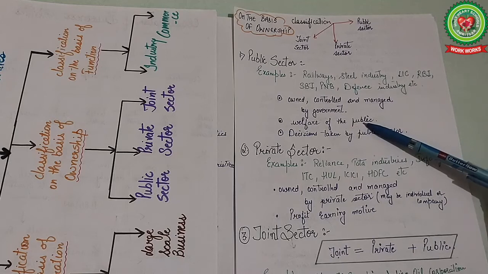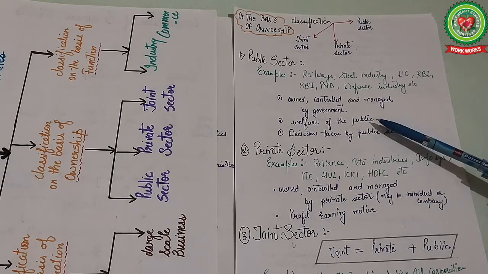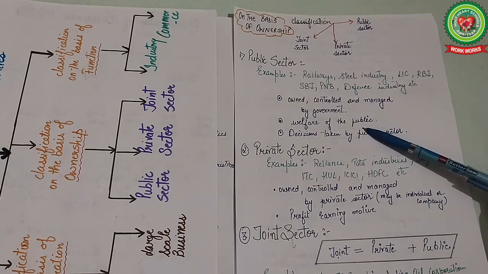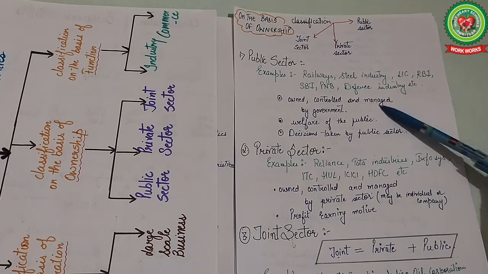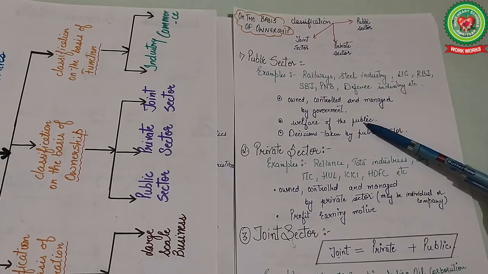Next, these activities are done for the welfare of the people. It means there is no involvement of profit, of earning more and more profit. It is not involved in this. Instead, it thinks about people living a happy life. So these are the activities related to the welfare of the public.